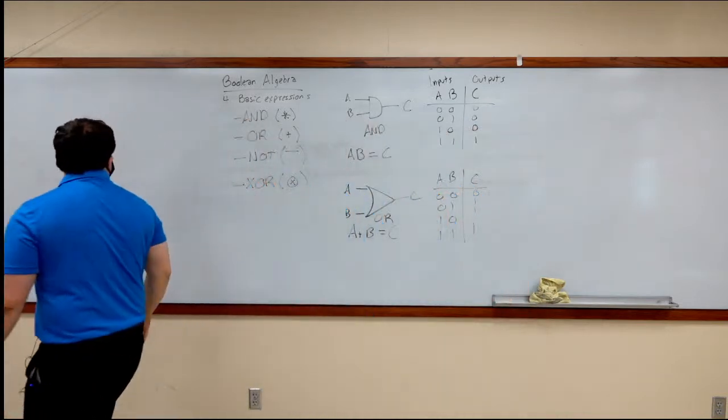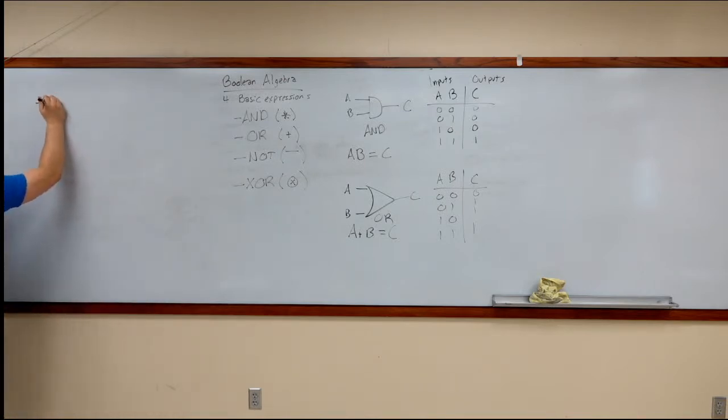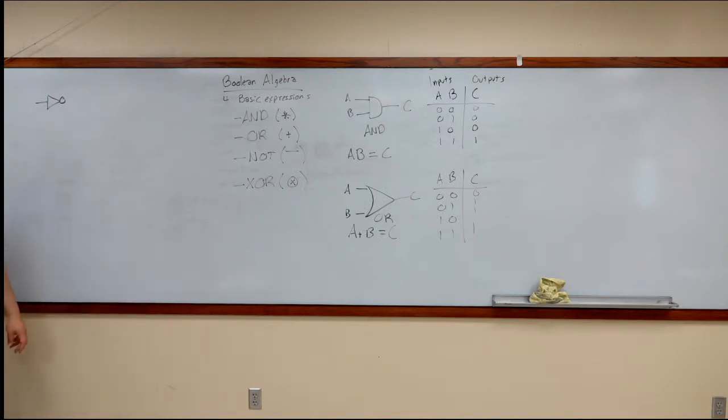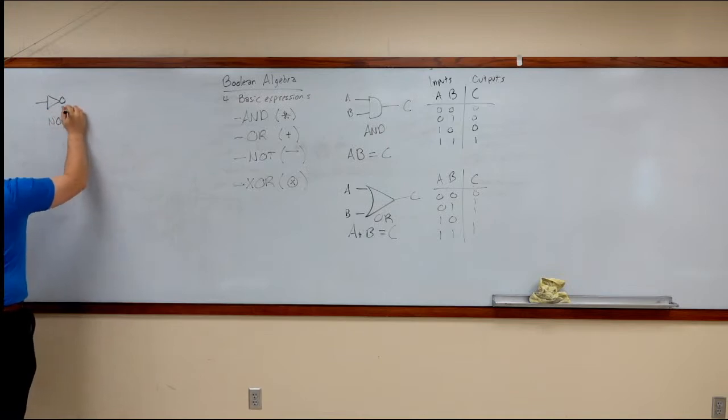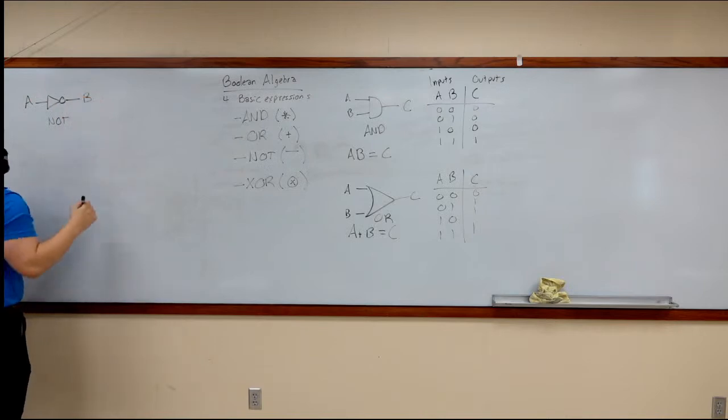Now the third one is NOT. Here, we only have one input. And instead of having the kind of curvy thing here, we just have a triangle. And we put this circle on the end of it, to make it look like a sideways Christmas tree. And this is called a NOT gate. And here, you only have one input and one output.